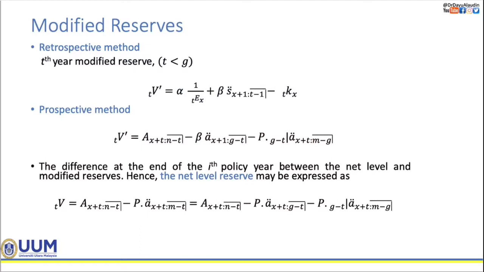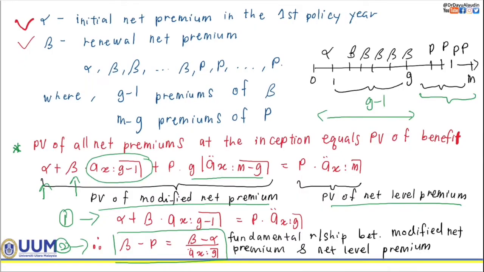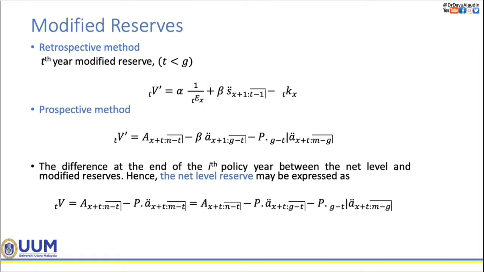Now we go to modified reserve. First is the retrospective method, where t is less than G. So look at here, G is here. So when t is less than G, modified reserve, we denote it as tV with the prime. And this is tE x. We learned this in life insurance last semester. This is for pure endowment, where D x plus n over D x in terms of commutation function. And this is the accumulated value. Because this is retrospective, we use accumulated value.